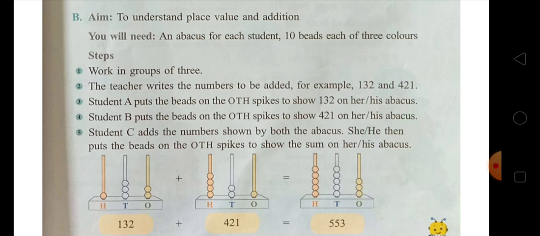And after that, student A puts the beads on the OTH, that means ones, tens, hundreds spikes, to show 132 on his abacus. And after that, student B puts the beads on the OTH spikes to show 421 on his abacus. And after that, student C adds the numbers shown by both the abacuses, and then puts the beads on the OTH spikes to show the sum on his abacus.